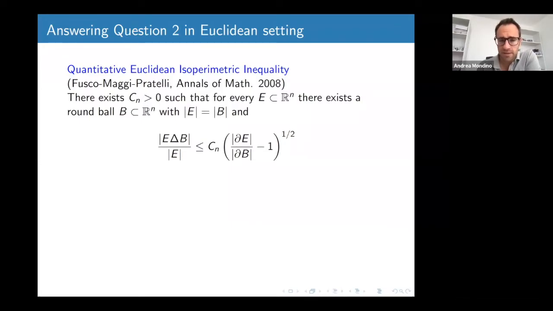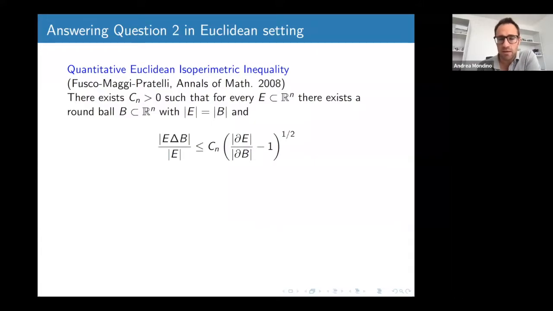So how to interpret this result? All right, so let's look at the right-hand side. Say, if the set is achieving the equality in the Euclidean isoperimetric inequality, then it has the same perimeter as the ball. So the right-hand side is equal to 0. And then the left-hand side must be equal to 0 as well, which means that the volume of the symmetric difference of E and the ball is 0, which means that up to a set of measure 0, E is equal to a ball. Okay, so we are recovering the rigidity in the Euclidean isoperimetric inequality.